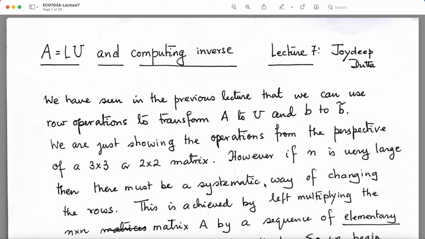Suppose I have a 3 by 3 matrix. If I want to drop the elements below the diagonal to 0, there are 3 elements. So as you have learned in the last class, there must be 3 row operations. First I have to drop the element in position A21 to 0, then A31 to 0, then A32 to 0. Okay. How do I do that? That's a curious question.